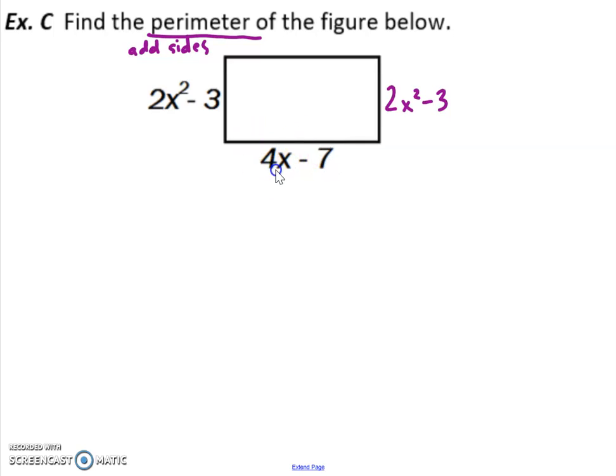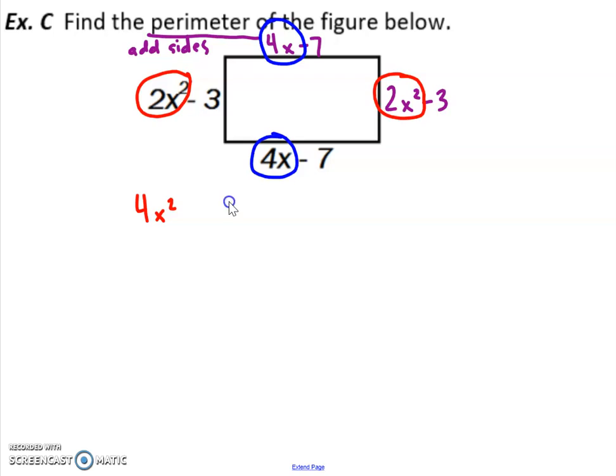And if this bottom is 4x minus 7, that means my top is also 4x minus 7. Okay, I could rewrite this as a really long addition problem, or I can just look at my problem and start adding right here. So again, I'm looking for the highest exponent, which is squared. So I have 2x squared, and 2x squared is going to give me 4x squared. I'm going to look what's next, my x's. So I have 4x here and 4x. 4x and 4x is 8x.